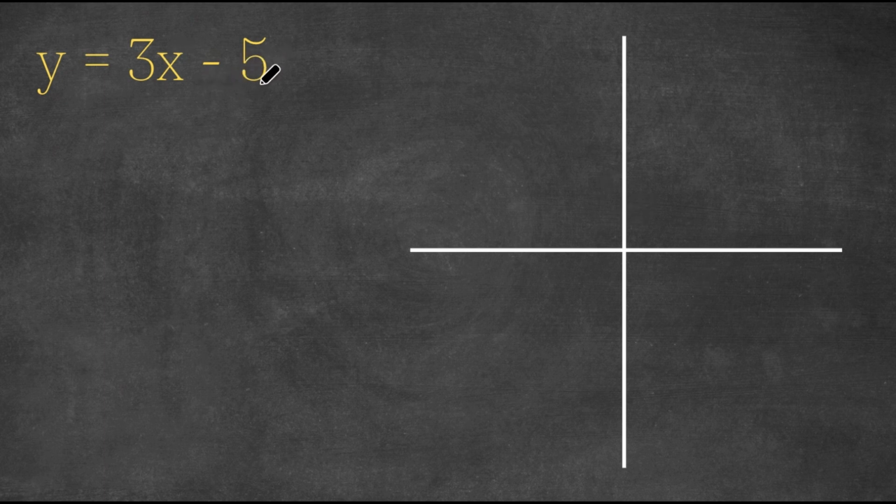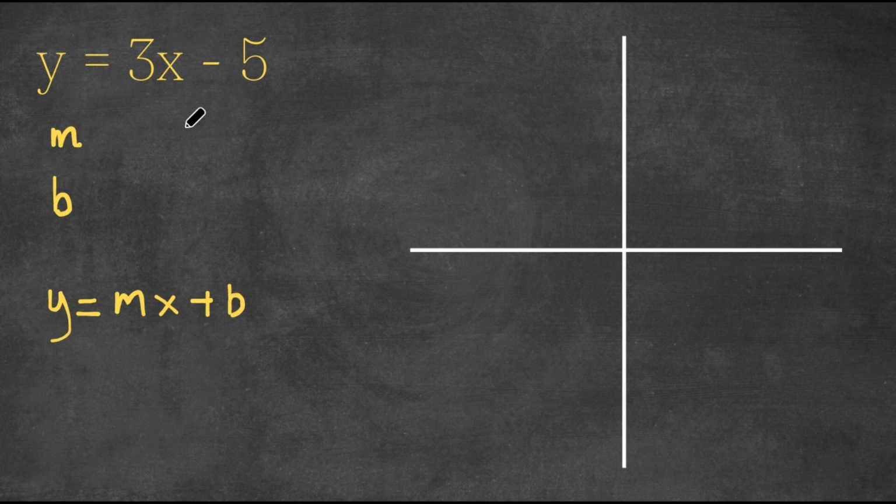Well, to graph linear equations such as these, we need two things. We need our slope, which can be written as m, and we need our y-intercept, which can be written as b. And an equation in slope-intercept form is always in the form y is equal to mx plus b.